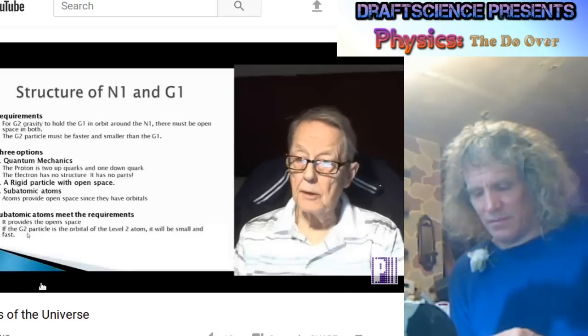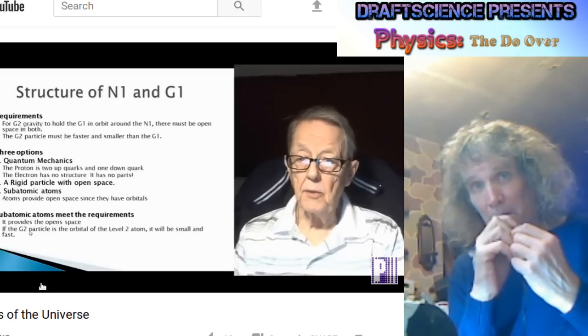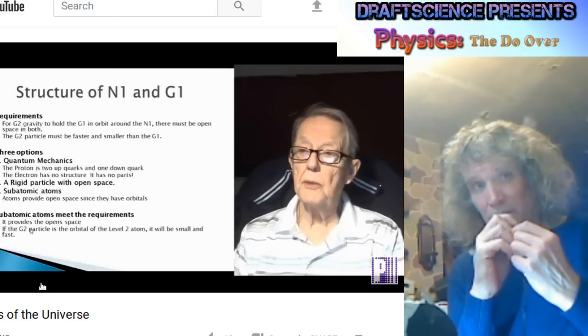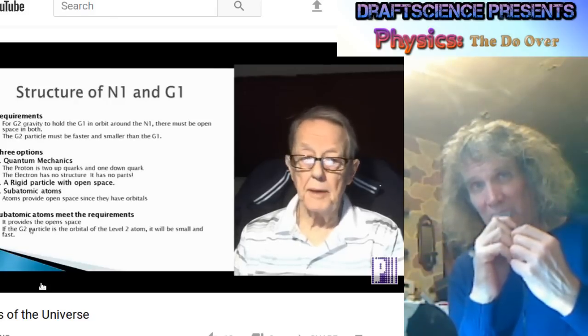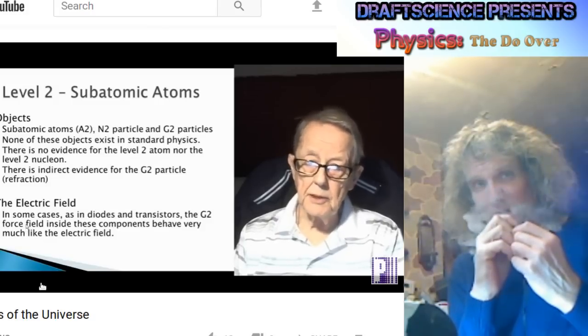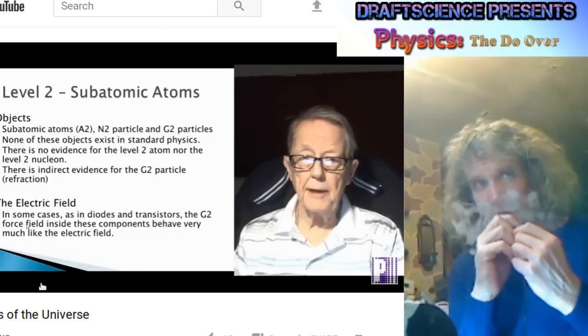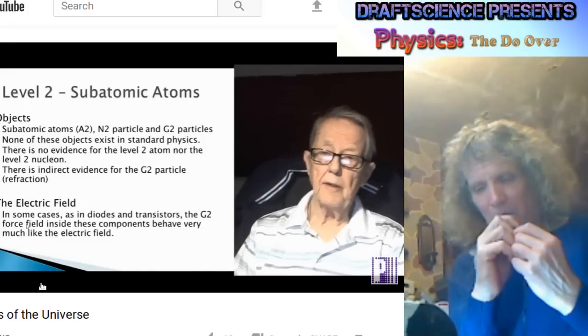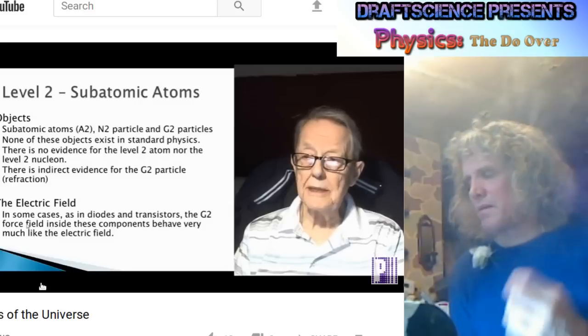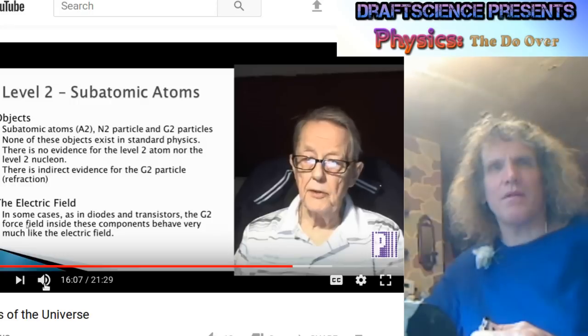So these particles would exist inside the structure of the N1 and G1, if the N1 and G1 were made from subatomic atoms. Level 2, talking about subatomic atoms, maybe there's a whole family of atoms. Maybe there's not just one atom. Just like we have a periodic table, you could call the atoms in level 1 the A1 atoms, and level 2 A2 atoms.